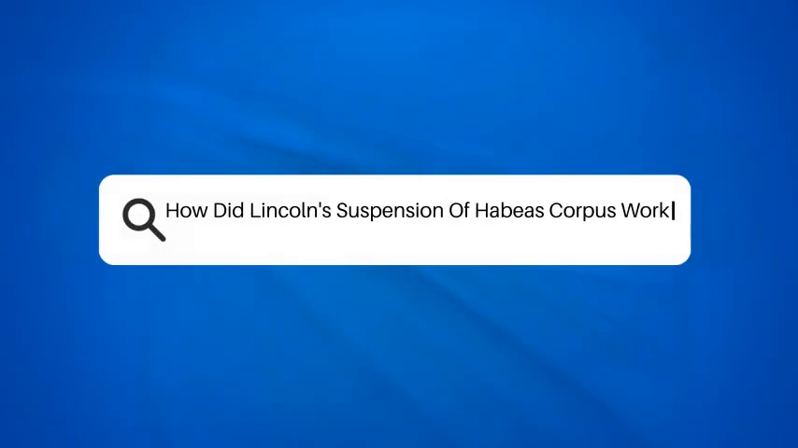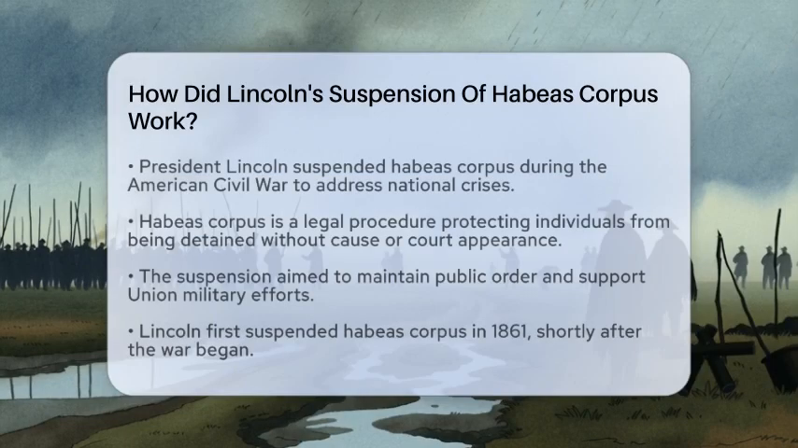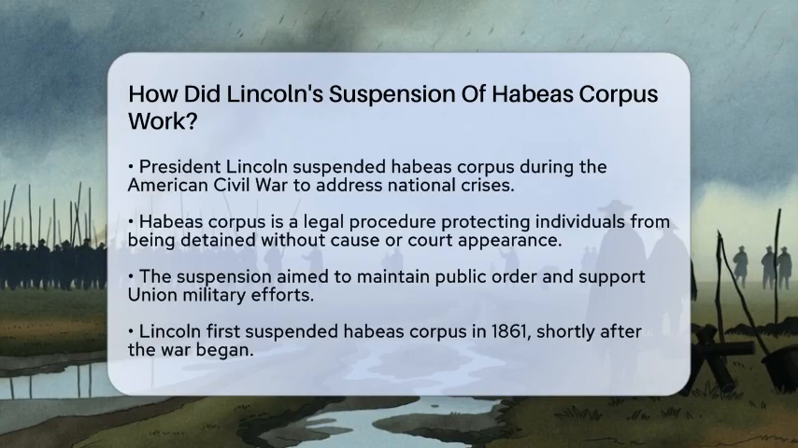How did Lincoln's suspension of habeas corpus work? Have you ever wondered how a president can temporarily set aside certain rights during a national crisis? During the American Civil War, President Abraham Lincoln made a significant decision regarding the writ of habeas corpus. This legal procedure protects individuals from being held without just cause or without being presented before a court. By suspending this right, Lincoln aimed to maintain order and support the Union's war efforts.